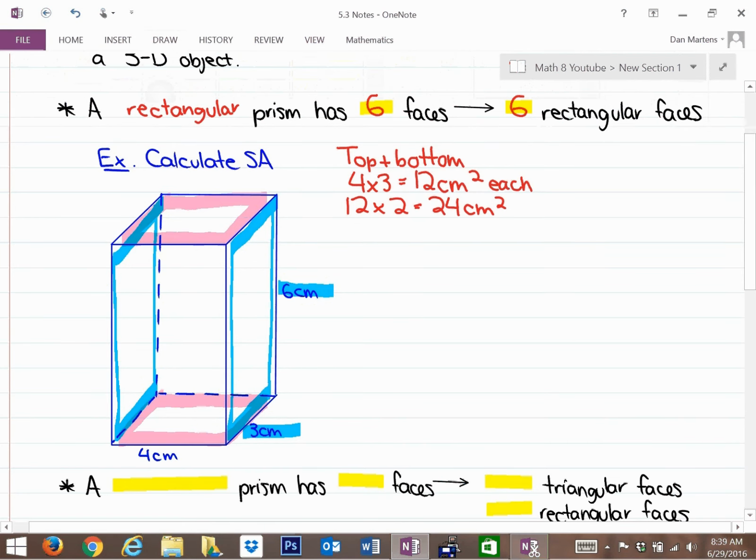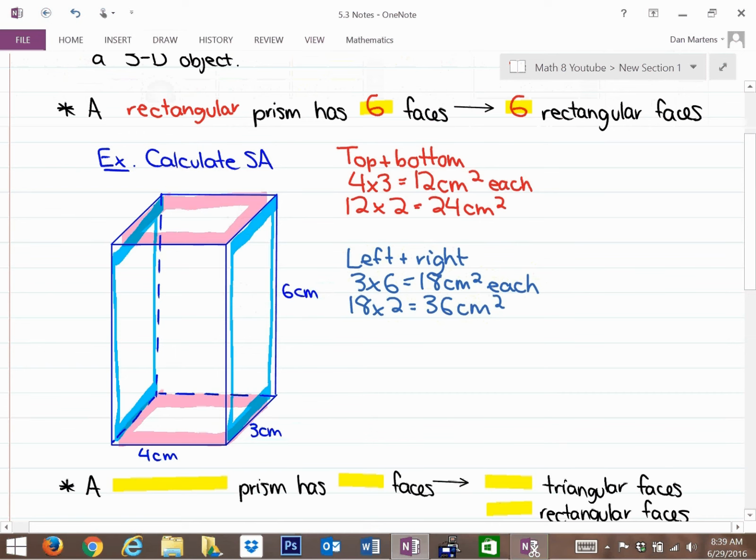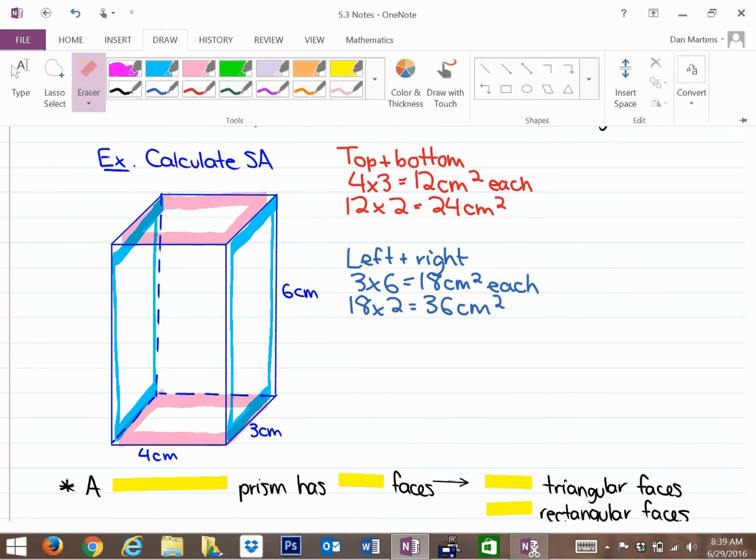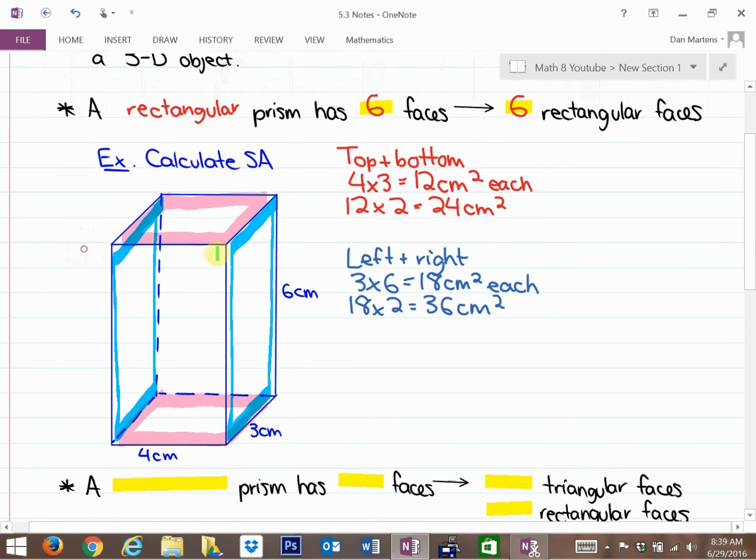You want to keep yourself quite organized as you're going through problems like this, because there's a lot of work to do. So the left and right are 3 times 6, which is 18 centimeters squared, and that's each. Since there's 2 of them, I can take that 18, multiply it by 2, and that's 36 centimeters squared for the area of the left and right. Now, the last surfaces that I haven't calculated yet are the front and the back, which I'll look at here in green.